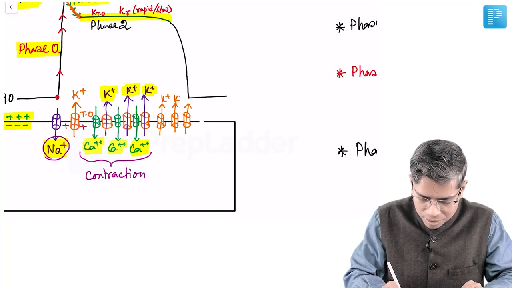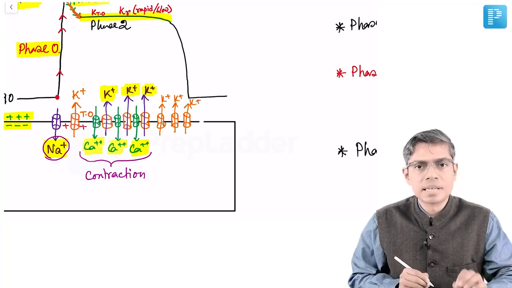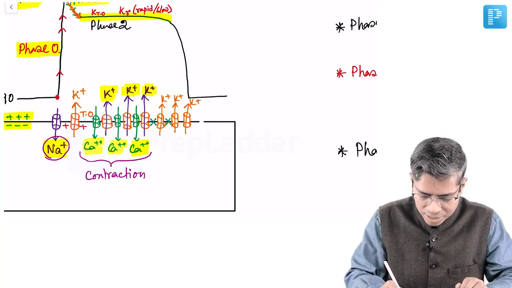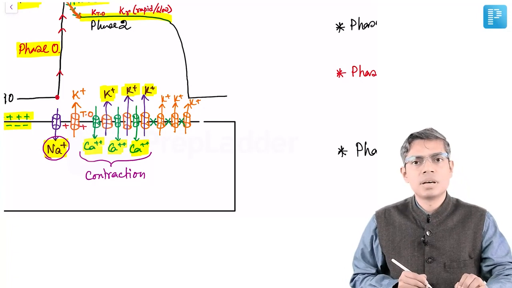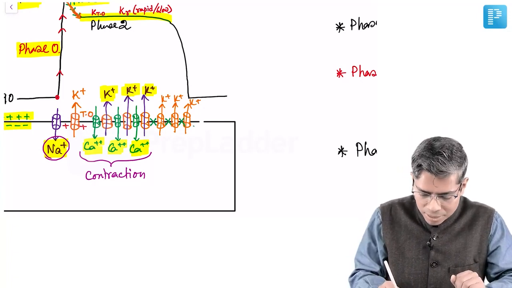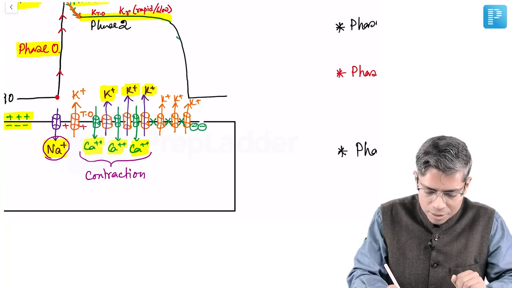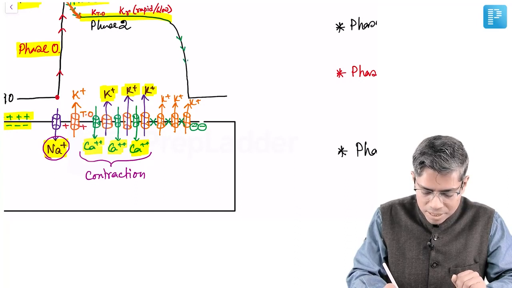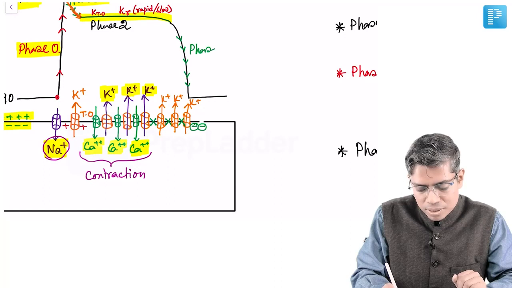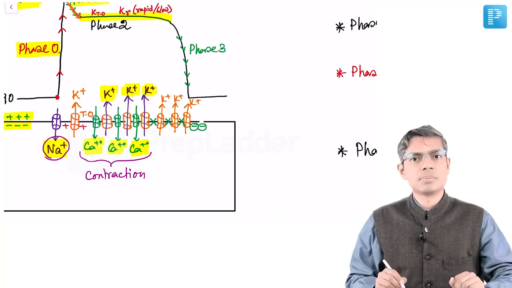So positive charge is going out of the cell, but the calcium channels are closed. So in between, the calcium channels are closed. What will happen? Now the cell is losing a huge amount of positive charge. So gradually the interior of the cell will become negative and the membrane voltage will return back to the resting membrane voltage. This phase is known as phase number 3 of the myocardium action potential.